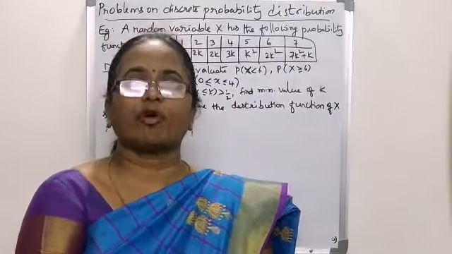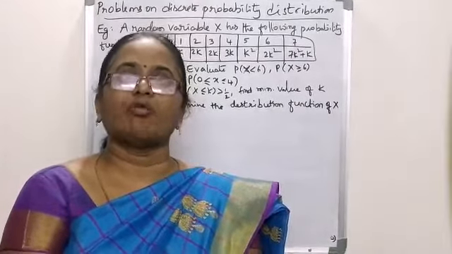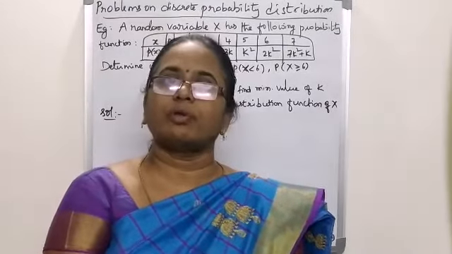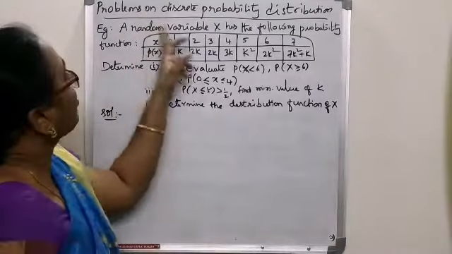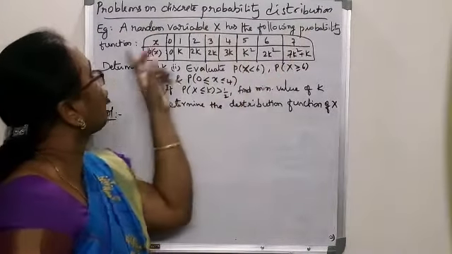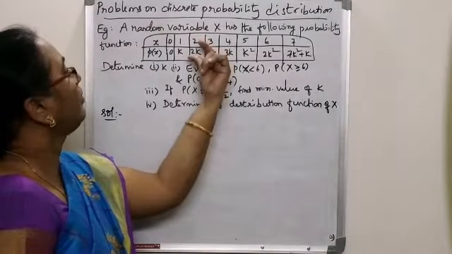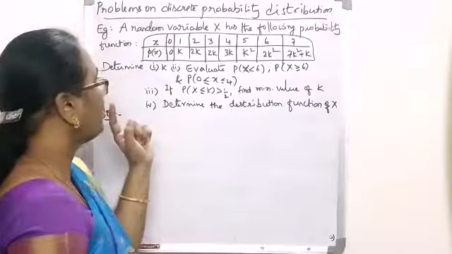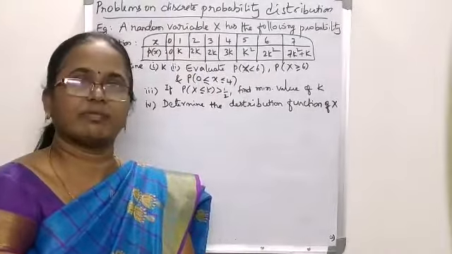In the previous class, I explained the probability function of a random variable and the discrete probability distribution of a discrete random variable. Now, based on those two concepts, we are going to solve a few problems. Look at the problem given. A random variable x has the following probability function. A table is given. In the table, we are given the set of random variables along with the corresponding probability function values.